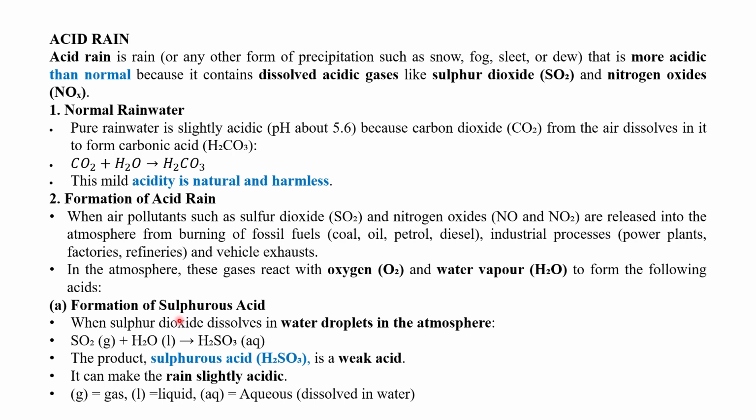So what are the various types of acids which are going to be formed? The first one is the formation of sulfurous acid. When sulfur dioxide, SO2, dissolves in water droplets in the atmosphere, we can see here SO2 is in the gas form, water in the liquid form. Where it is dissolved, it forms H2SO3, that is sulfurous acid. AQ is nothing but aqueous, dissolved in water. So the sulfurous acid can make the rain slightly acidic.